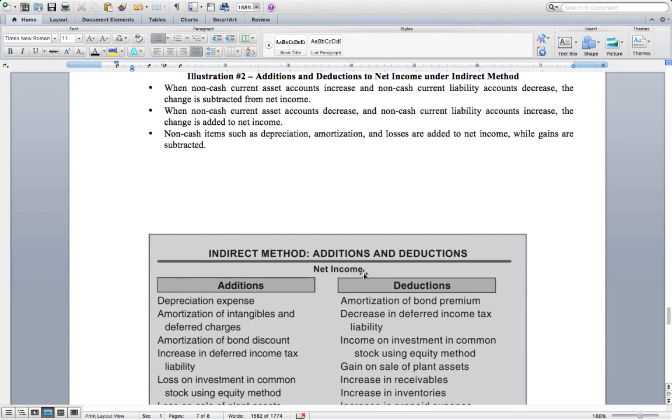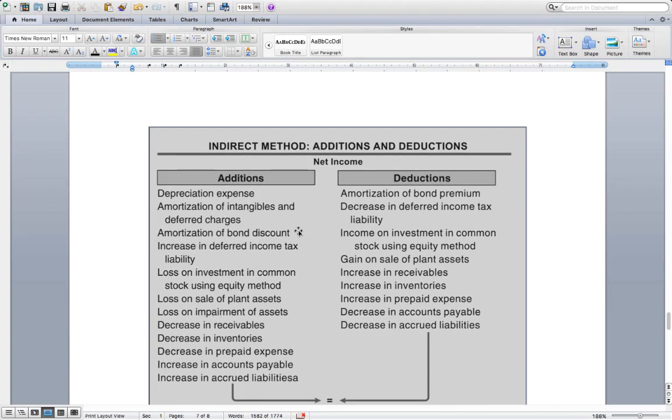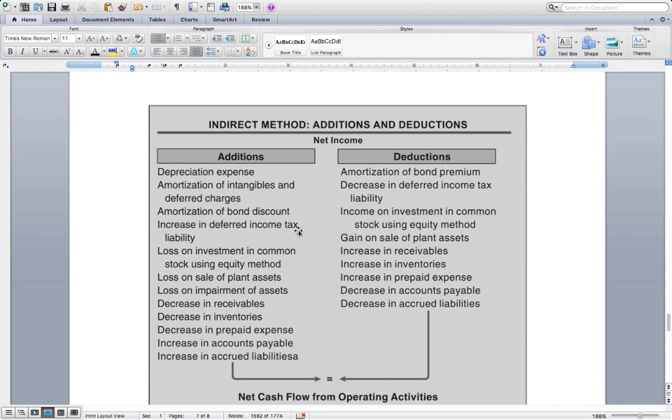The second illustration is a very important one because it will show you how to calculate the net cash flow from operating activities. When a balance would increase, as we talked about, you start with net income and work your way down, adding and subtracting along the way. So this shows you items that are added to that net income balance and items that are deducted from it.